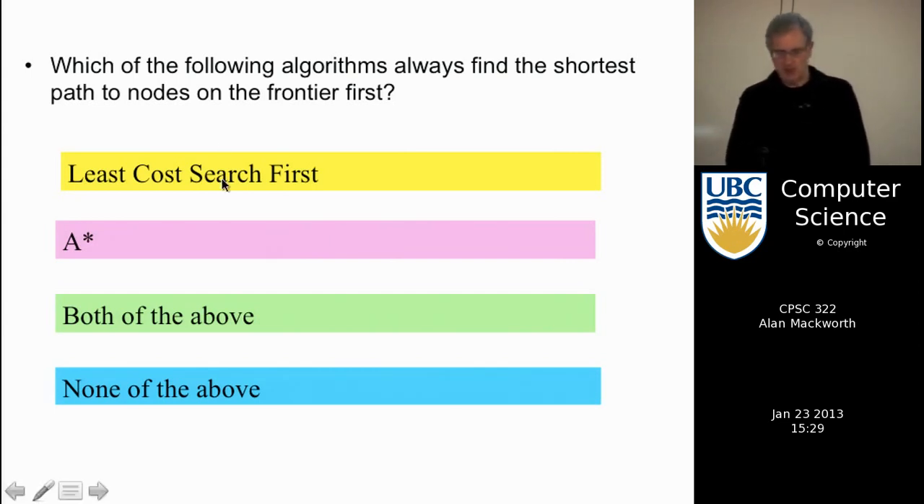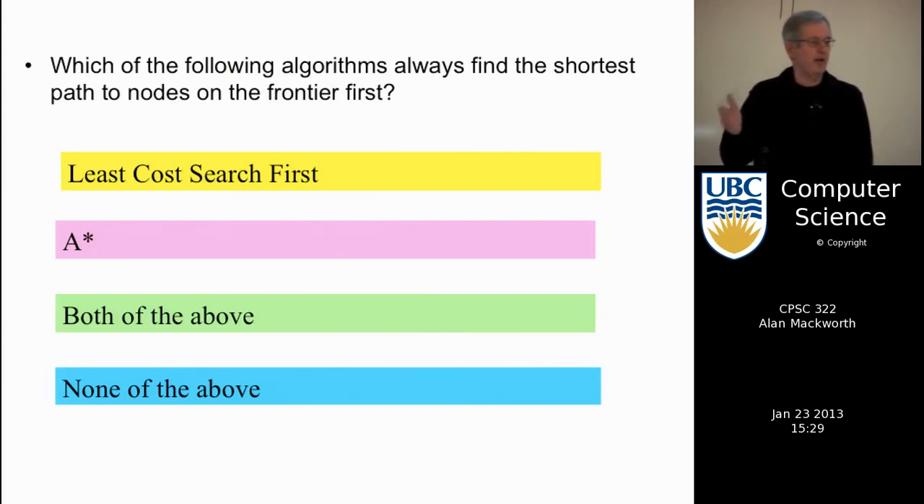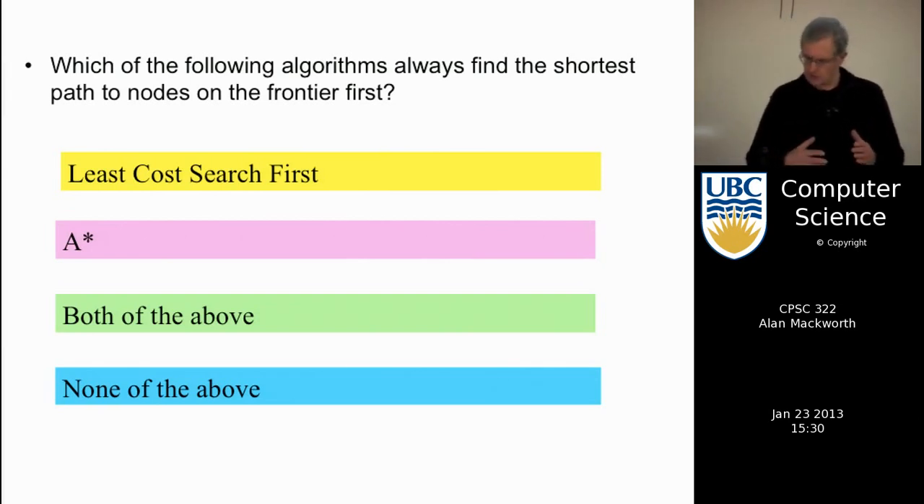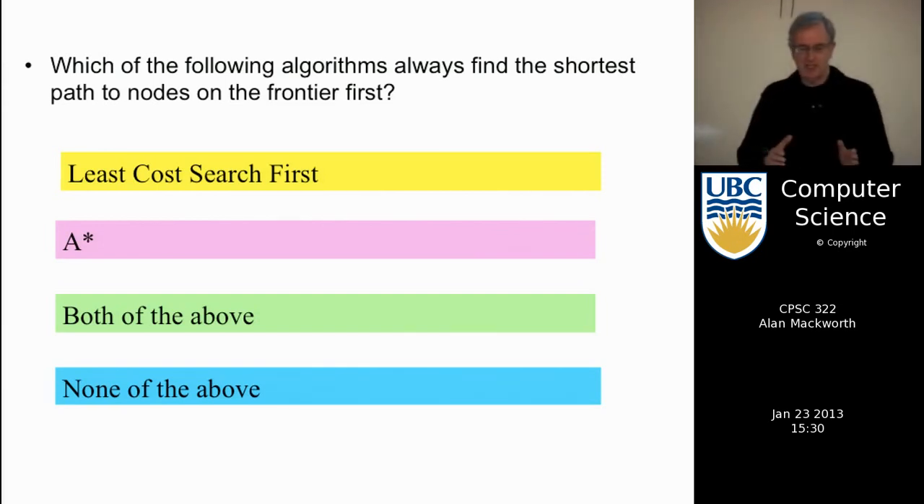So it turns out least cost first search can never find a shorter path after a longer path. It's always guaranteed to find the shortest path first, because it's so conservative. If you think about it, it's just expanding paths in order of their total cost so far. So there's no way it could not find the shortest one first. Okay? So we know for sure that least cost first search is guaranteed to give you the right property.